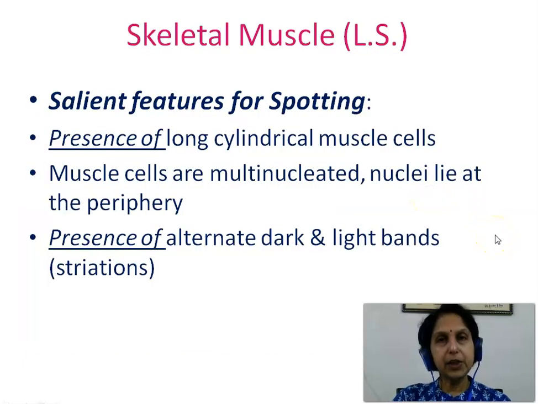The salient features for spotting skeletal muscle longitudinal section are the presence of long cylindrical muscle cells. Muscle cells are multinucleated, nuclei lie at the periphery, and there is presence of alternate dark and light bands, or presence of striations.